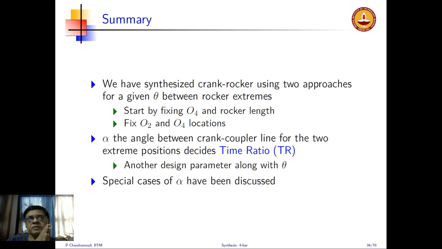If alpha is positive, we get a quick return mechanism, which means the return stroke is basically done faster. The time ratio is greater than 1. Now alpha negative simply means that the forward stroke is faster than the return stroke. And of course the special case is alpha equal to 0, which corresponds to a 1:1 crank rocker case. We have also discussed special cases when alpha has a relation to theta, which is theta by 2 or theta, and then we have seen what happens in those particular scenarios.